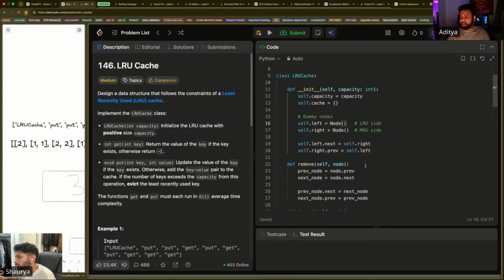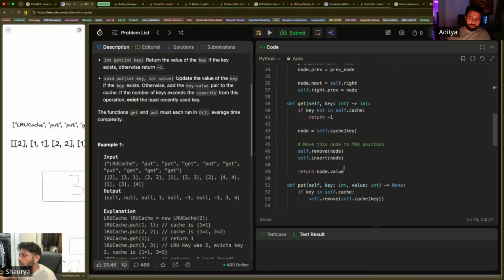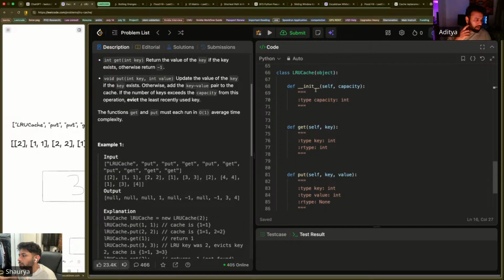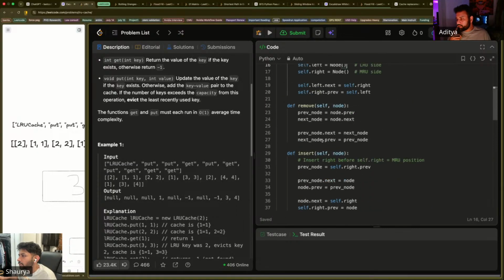Now we need to create some functions. One of the functions we have to create is remove. So do you understand how we are removing the node? Do you understand how we are playing with the nodes?